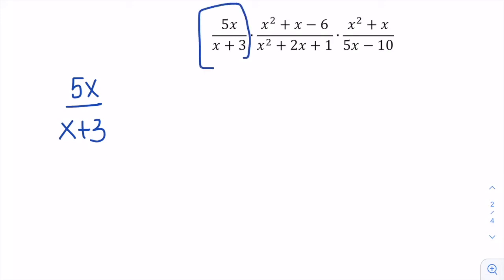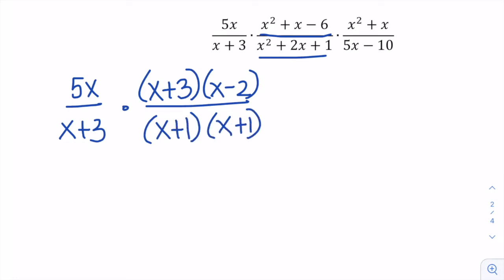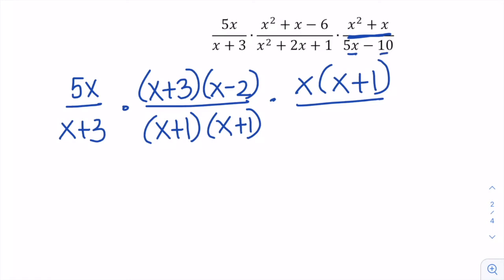And then let's look at the second fraction here, the second rational expression. x squared plus x minus 6. So that's going to factor into x plus 3, x minus 2. The denominator is going to factor into x plus 1 squared. So I'll just write that twice. And then looking at the third fraction here, this rational expression, we have an x squared plus an x. So x factors out. We're left with x plus 1. And then a 5 is a GCF, so I'm going to factor that, x minus 2.